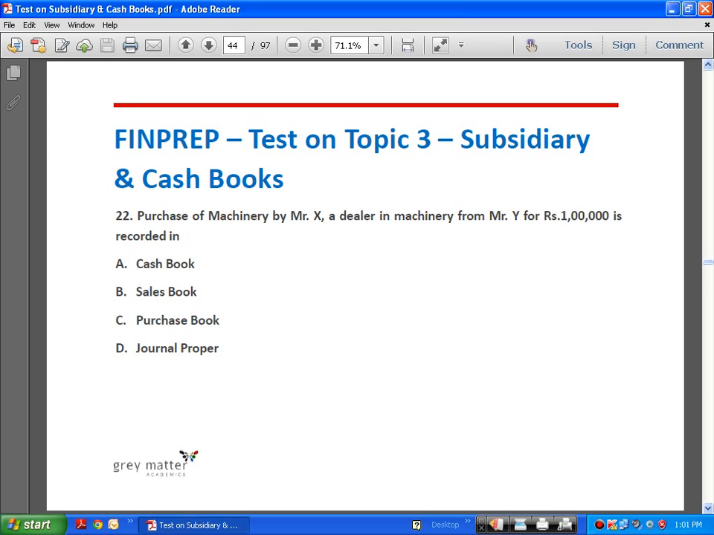Purchase of machinery by Mr. X, a dealer in machinery, from Mr. Y for rupees 1 lakh is recorded in, right? So this is a credit purchase, and it is a purchase of goods because X is a dealer in machinery and he is buying machinery on credit from Y, and hence we'll record this purchase in the purchases book.